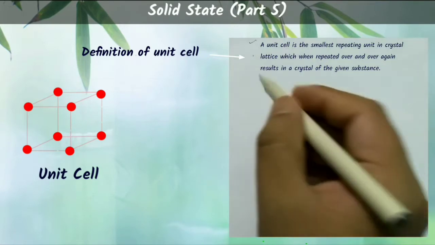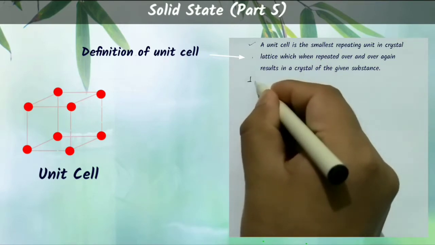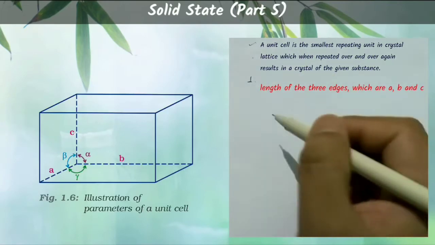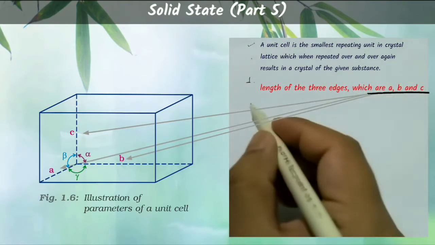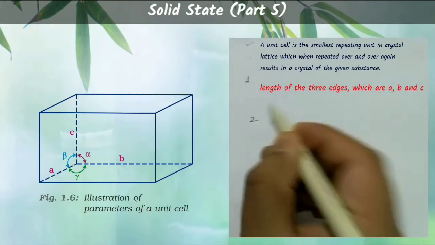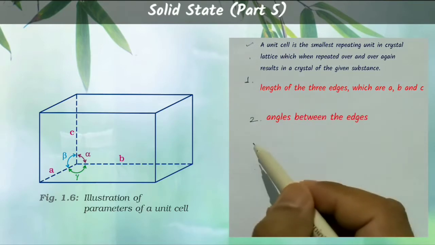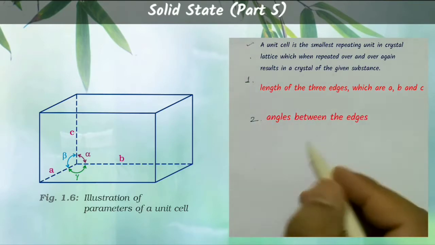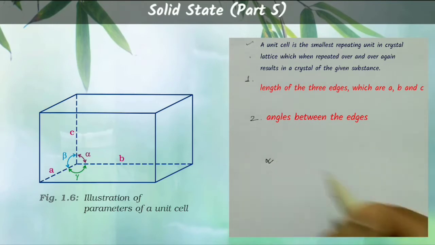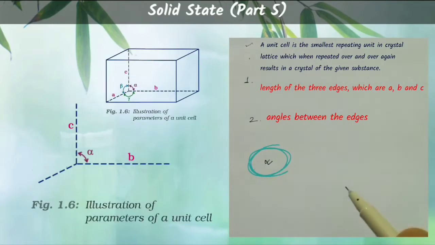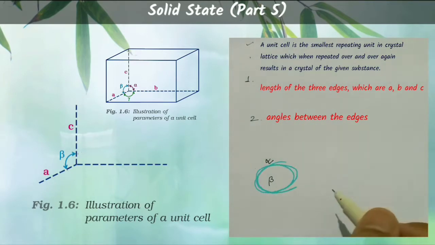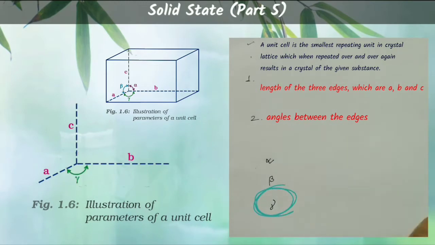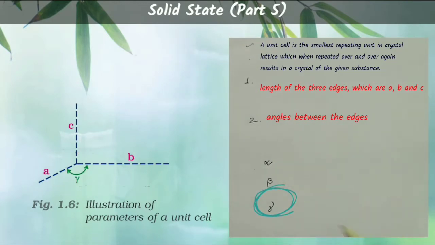A unit cell can be characterized by its parameters. The first parameter is the length of the 3 edges a, b and c. These edges may or may not be perpendicular to each other. Second parameter is the angle between the edges, as shown in figure 1.6, in which angle alpha represents the angle between b and c, angle beta represents the angle between a and c, and angle gamma represents the angle between a and b.